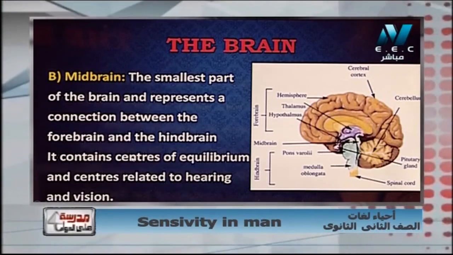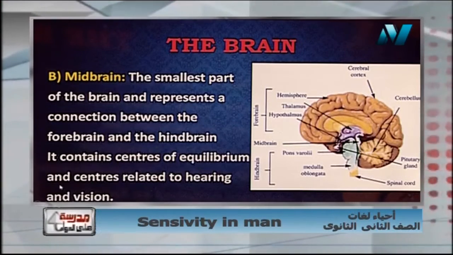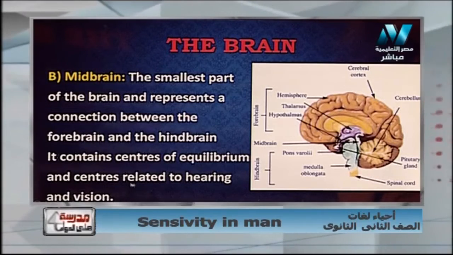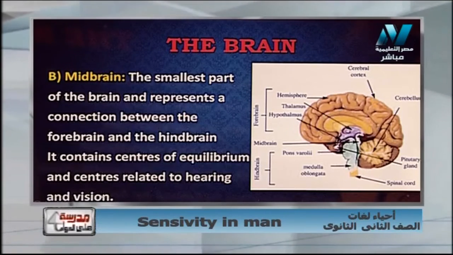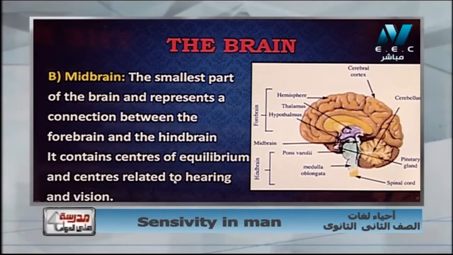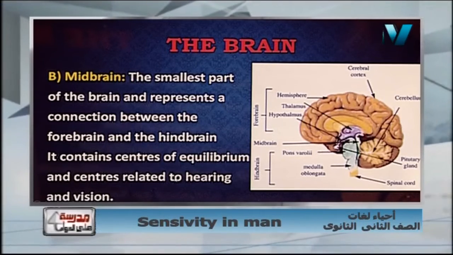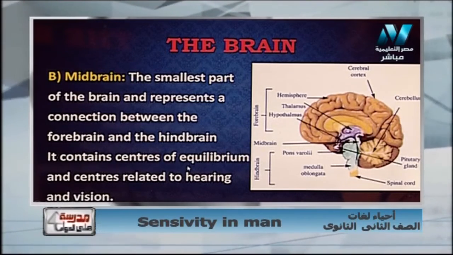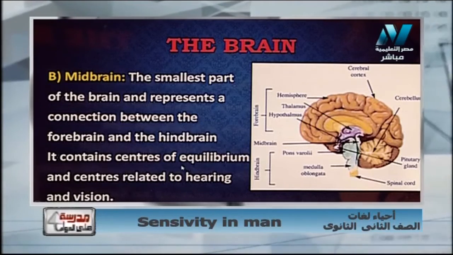It contains centers for equilibrium and centers related to hearing and vision. And this is located beside the ears, so it controls these centers for hearing and vision.